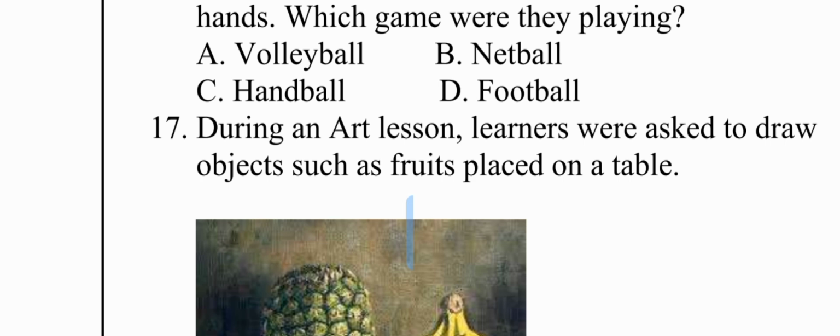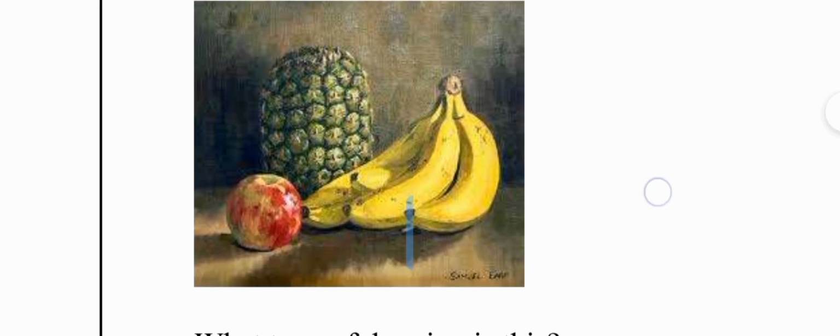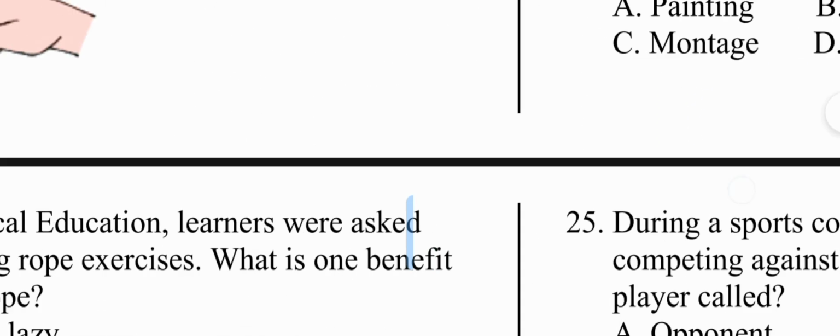Then number 17 says, during an art lesson, learners were asked to draw objects such as fruits placed on the table. Then the question, which type of drawing is that? So when you place items on the table, that one is still life, drawing of non-moving objects. So the correct answer there is B, still life drawing.